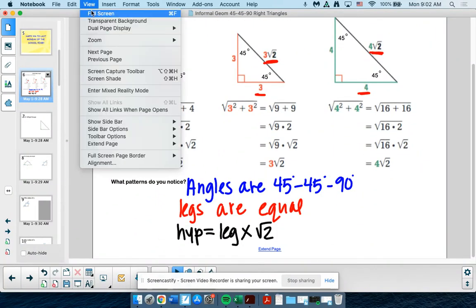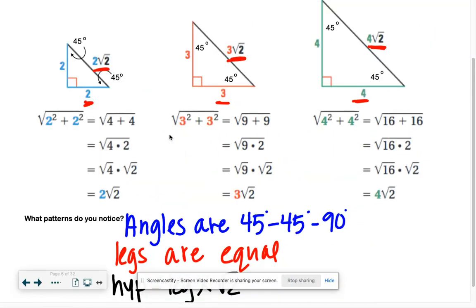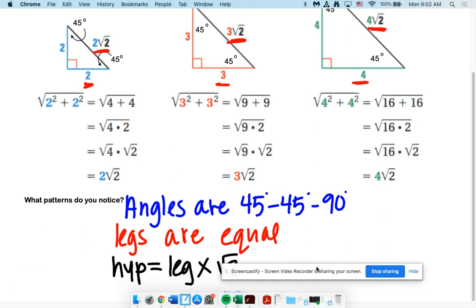Just had her both sides. Okay. Somebody's like, wait, really?